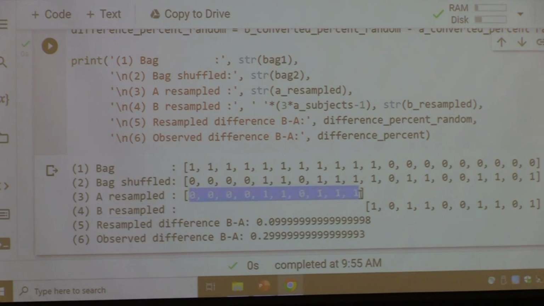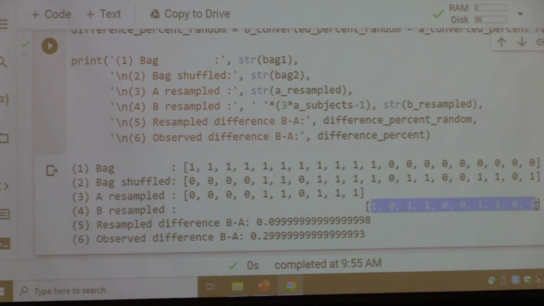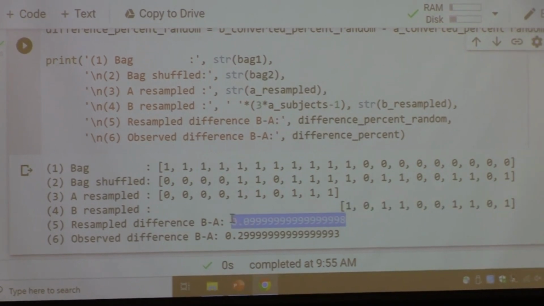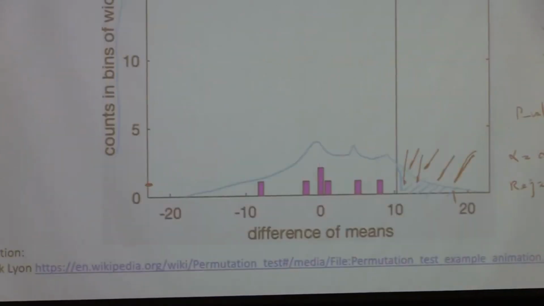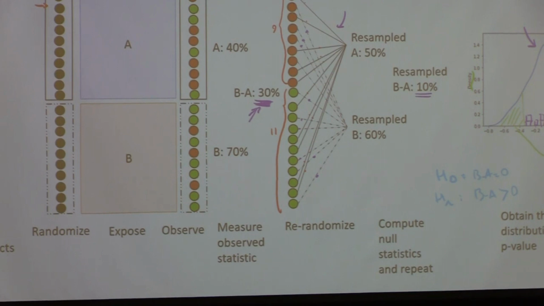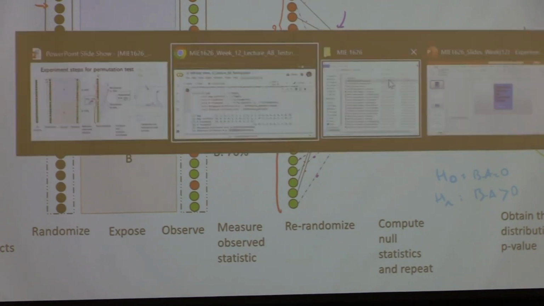All right, now this is the resampled group A, and this is resampled group B. Now in the resampled group A, conversion rate is 50%, and here it is 60%. Therefore, the difference is 10%. So the resampled difference is 10%, and the observed difference is 30%. So just like what we had on this slide, the observed difference was 30%, the resampled difference was 10%, and this is just one resampling. Now we're going to just repeat this many times.